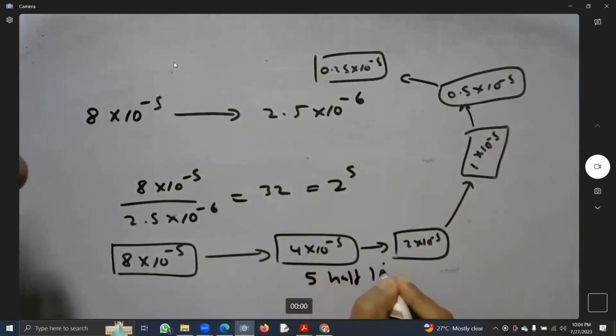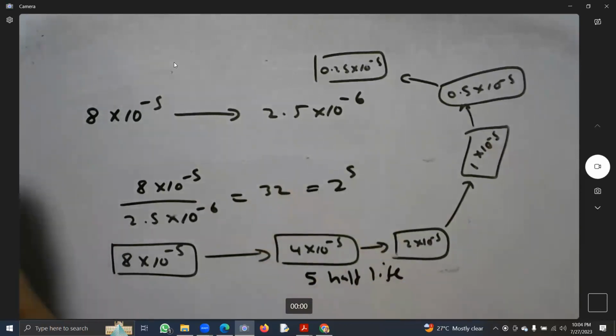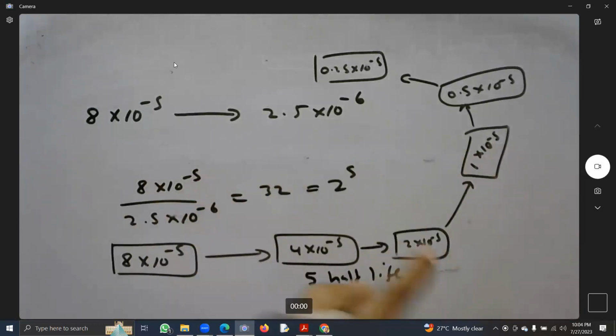Is it possible to denote 32 as a power of something other than 2? No, any other power you can't. It's 2 to the power something. Half-life means becoming half, half, half. Otherwise, you have to use the advanced formula.